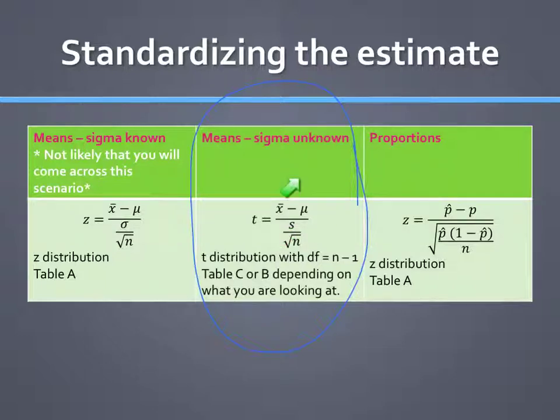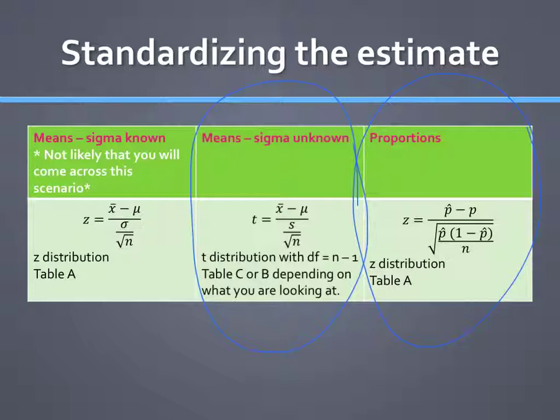Once you get this t-value, then you'll use table C or B, and depending on whether you're looking in your book or you're looking at the handouts I gave you, just make sure you're reading the title of the table. You're using the same idea of degrees of freedom that we used from Chapter 10, and you'll look up the p-value accordingly. For proportions, we always use z-scores.